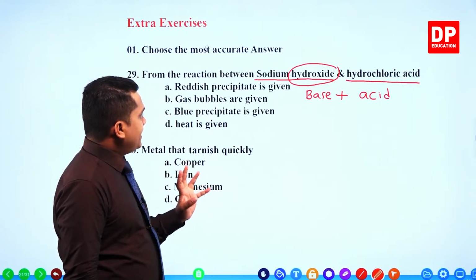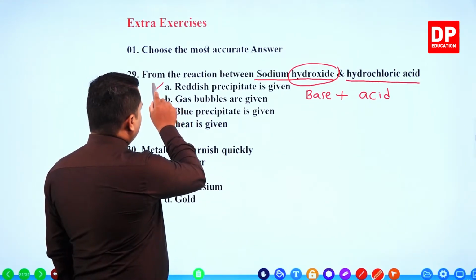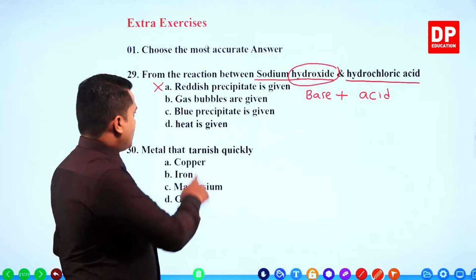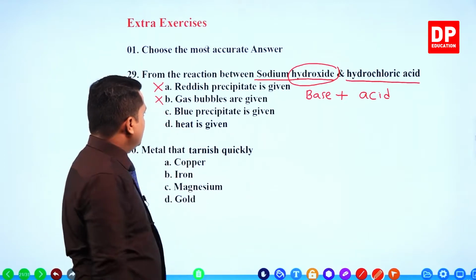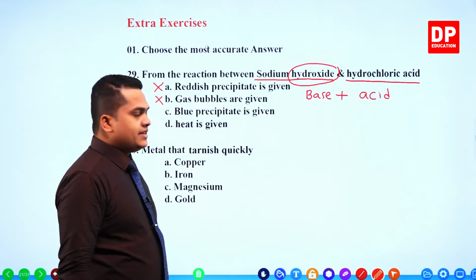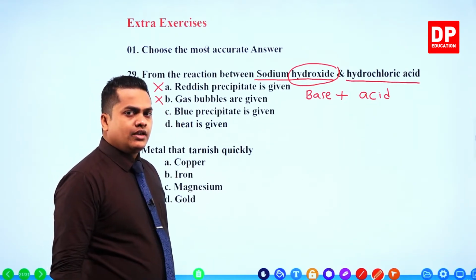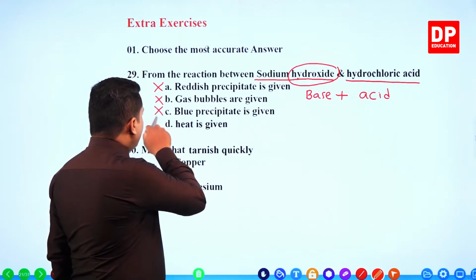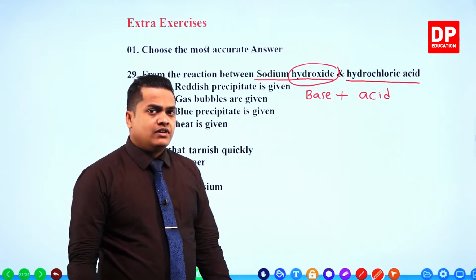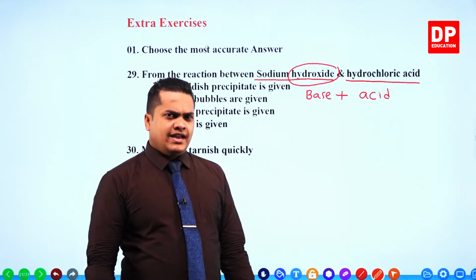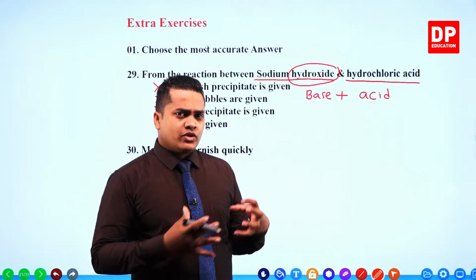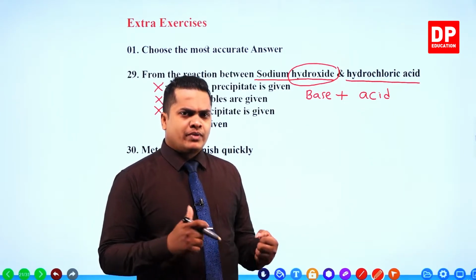Reddish precipitate is given. Wrong. Gas bubbles are given. Once again wrong. Gas bubbles are not going to occur. Blue precipitate is given. No, you can't observe a blue color precipitate in here. Then what should be our answer? Does the heat change? When during this reaction is heat going to be produced?